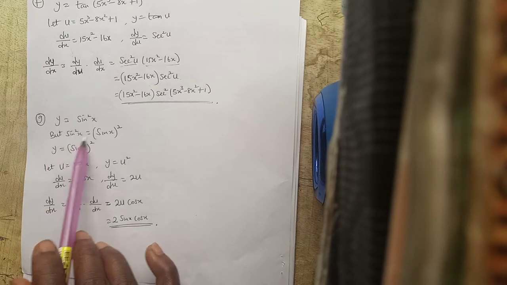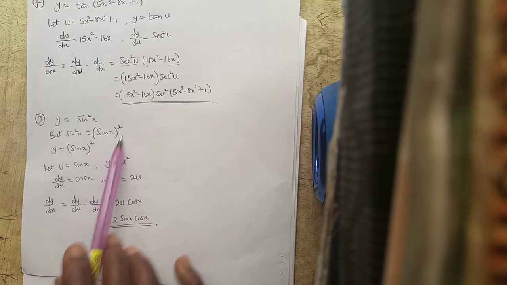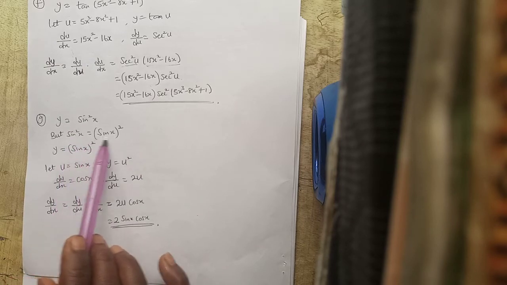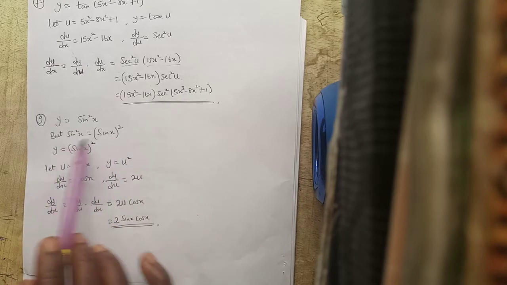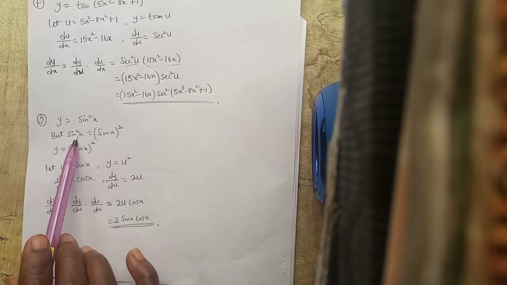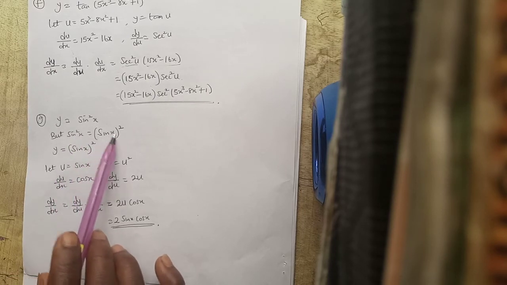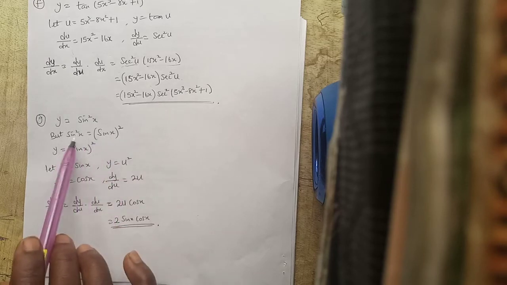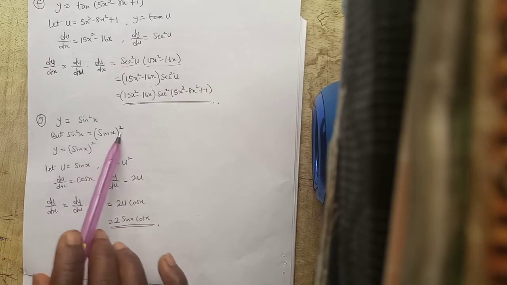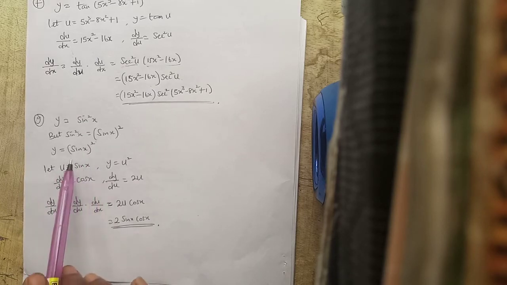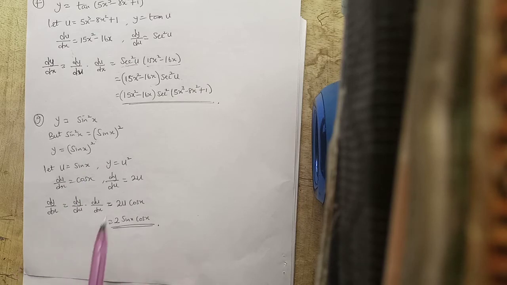But sine squared x is the same thing as sine x all squared, right? So now we can rewrite sine squared x to be sine x all squared. They mean the same thing. This is another way of writing sine squared x. So you can replace this, and y equals sine x all squared. Now, since the table didn't tell us about differentiating sine x all squared with respect to x, we are going to use chain rule as well.